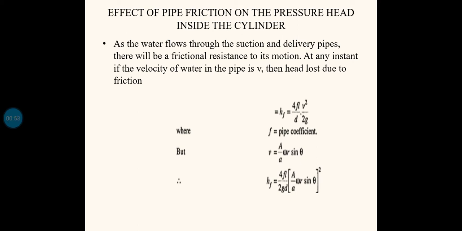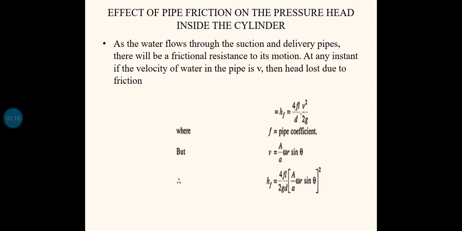At any instant, if the velocity of the water in the pipe is v, then head loss due to friction is given by the equation HF equal to 4FL v square by 2GD. As we all know, this equation is very much familiar to us, the Darcy-Weisbach equation. So in that equation, if v is the flow velocity, whether it may be suction or delivery pipe, then the head loss due to friction is given by 4FL v square by 2GD.